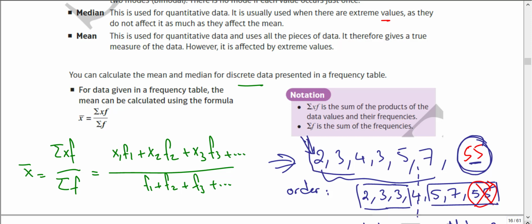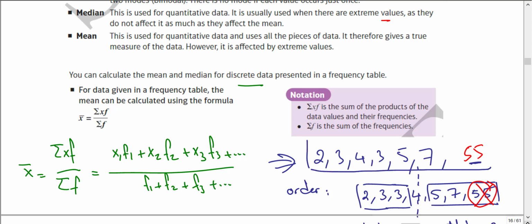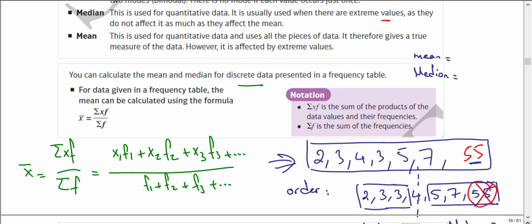When I have a data set like this one, and I ask you, what's a better measure to use, the mean or the median? Here, it would be the median. Why? Let me tell you.